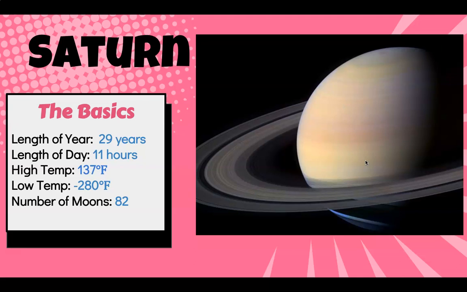High temperature of 137 and low temperature of negative 280 degrees. And currently has 82 moons. We are finding new moons all the time with Saturn.